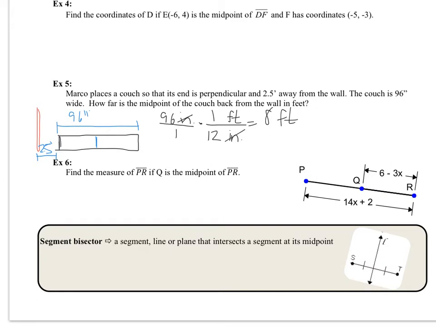Now we need to find the midpoint of that. We know it's 8 feet long, so all we need to do is divide it by 2 to get the midpoint. So 8 feet divided by 2 means the middle is at 4 feet. So from the midpoint to the end is 4 feet. Now it asks how far it is away from the wall, so we just add our two parts. From the wall to the end of the couch is 2.5 feet. Then we add from the midpoint to the end of the couch, which is 4 feet. So the midpoint of the couch is 6.5 feet from the wall.